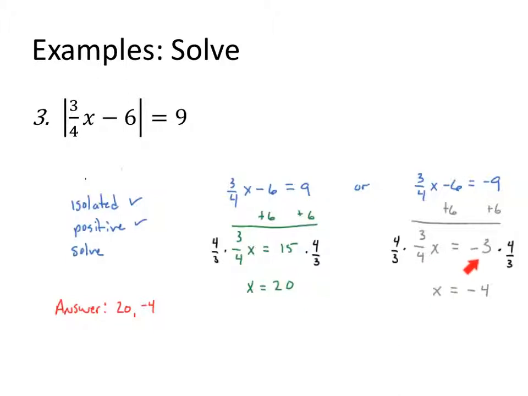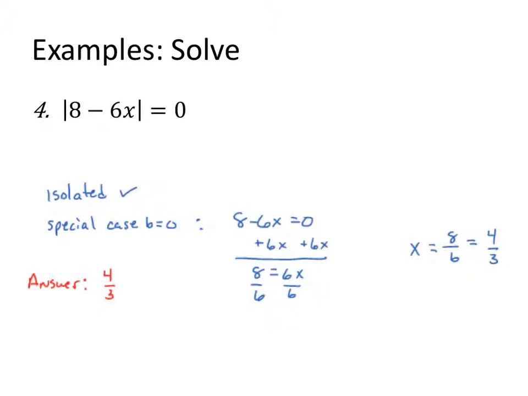3/4 x equals negative 3. Multiply both sides by 4/3. On the left I'll have x. That's why I multiplied by 4/3. And on the right, negative 3 times 4 is negative 12. Negative 12 divided by 3 is negative 4. If you see the simpler way of canceling in order to get that answer, fantastic. Either way, your answers are 20 and negative 4.